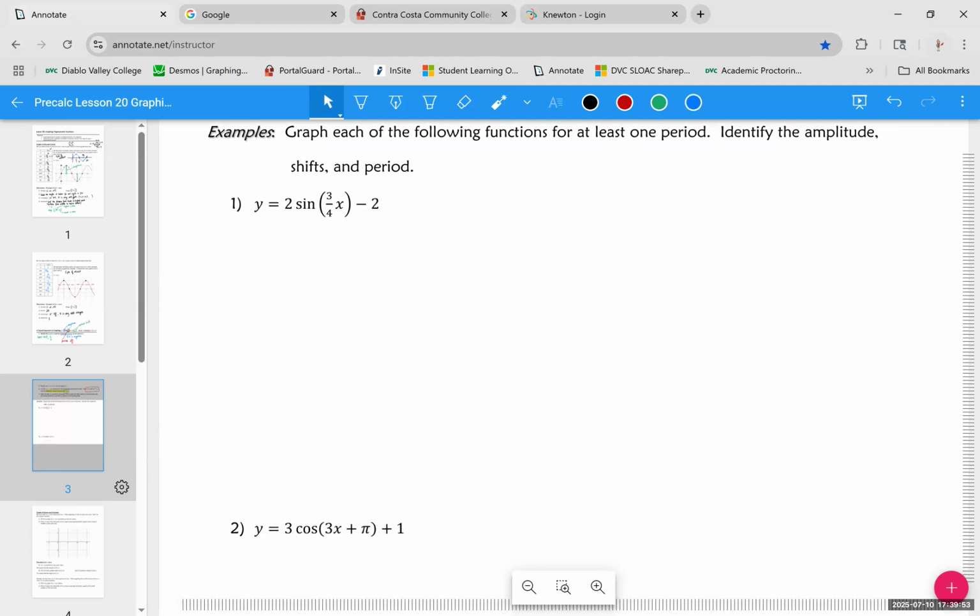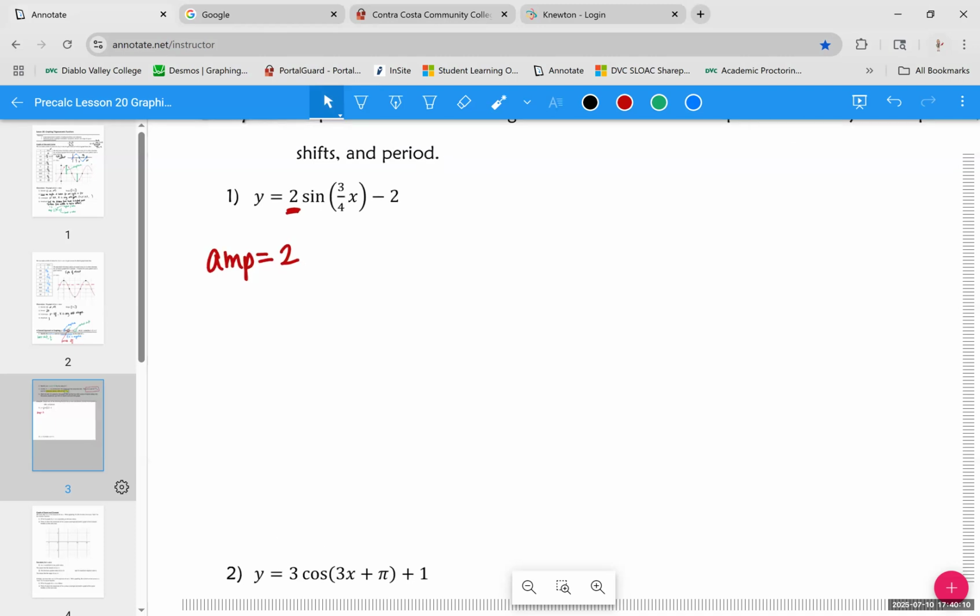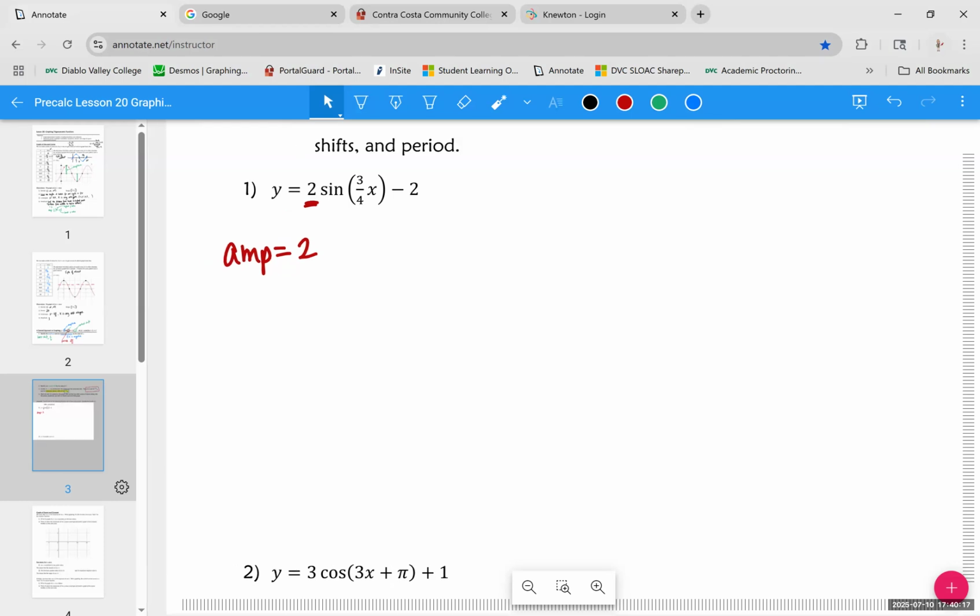So we're going to graph this for at least one period. We're going to identify the amplitude, the shifts, and the period. So I'm going to start by looking at the A, the number in front, and that tells me that the amplitude of this graph is 2. So it's got to go up and down 2 from its x-axis. But does its x-axis shift? This right here tells me that the whole thing goes down 2.